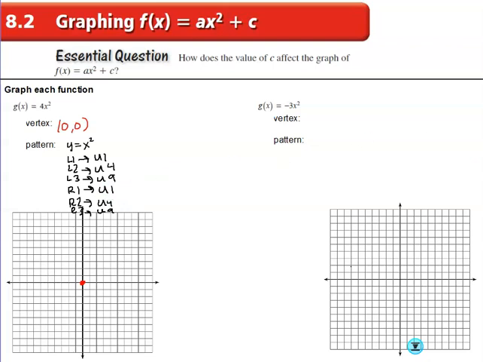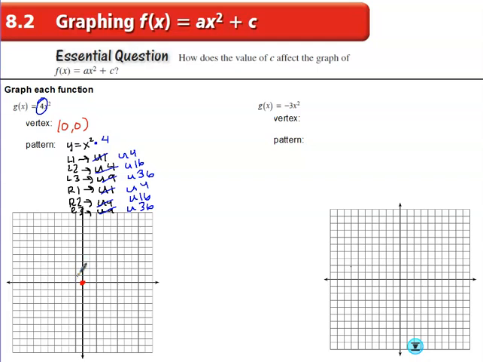But then we go back and we decide, was there any multiplication or division that is going to change our pattern? And there was. If I look at my original function, there's a 4 in front. So I'm going to take my x squared and multiply it by 4. So up 1 becomes up 4. Up 4 becomes up 16. Up 9 becomes up 36. Up 1 becomes up 4. Up 4 becomes up 16, and up 9 becomes up 36. And this is the pattern that we're following.